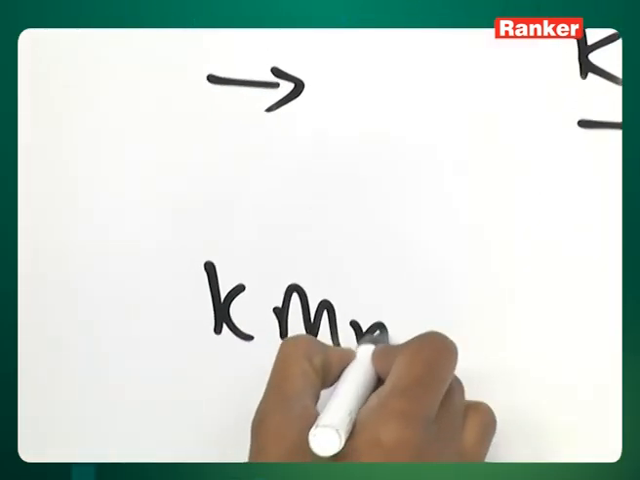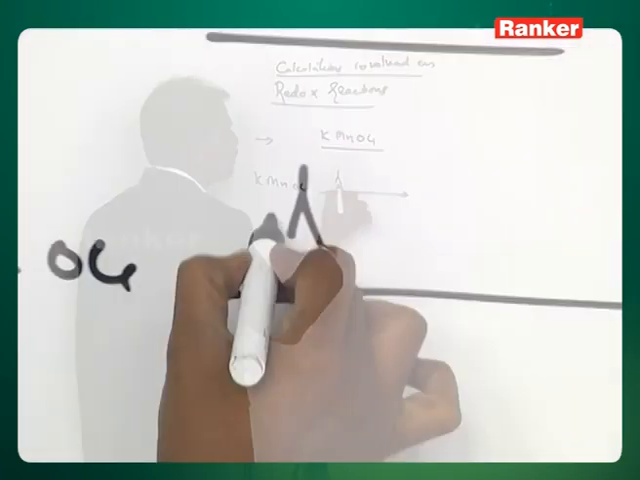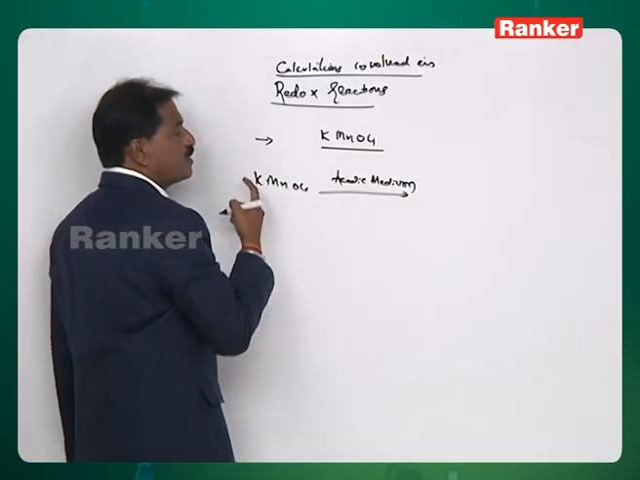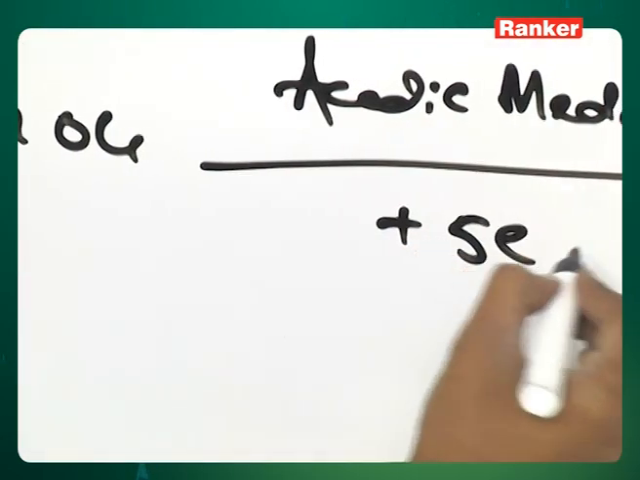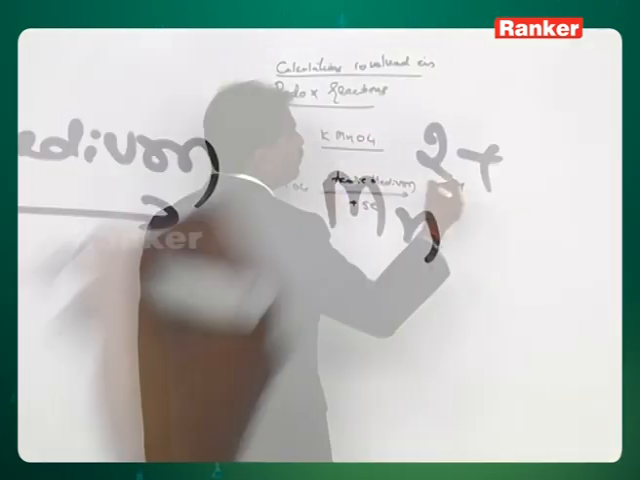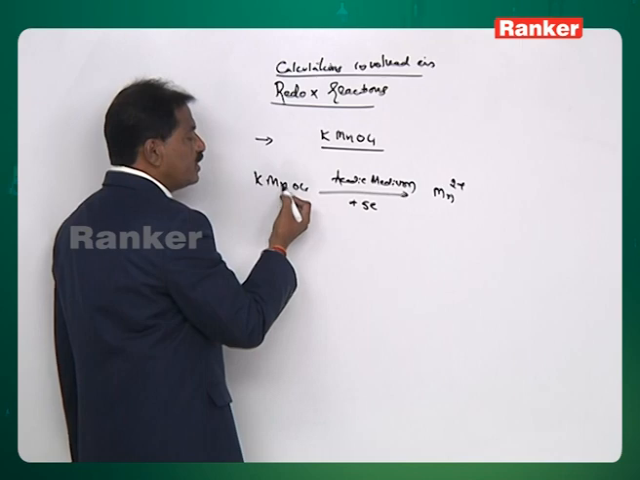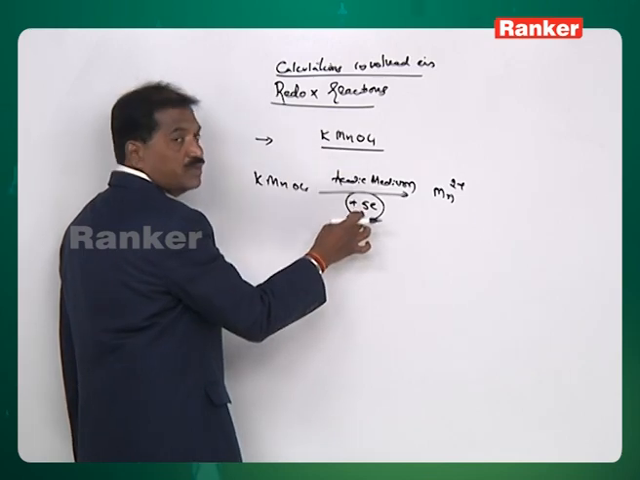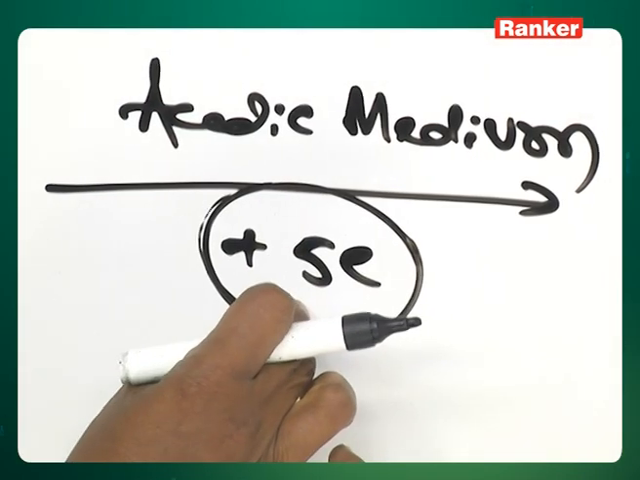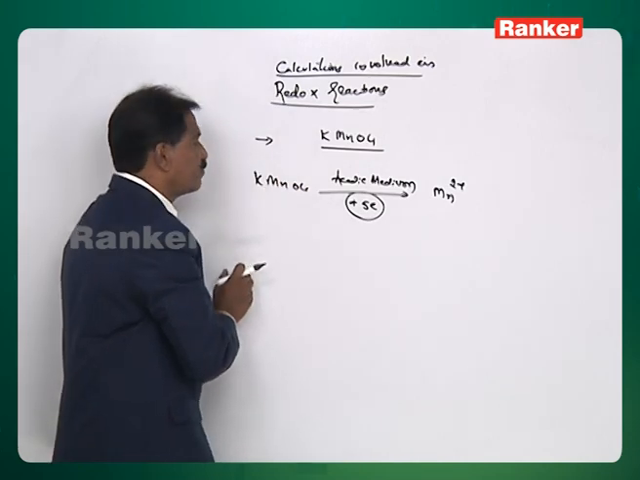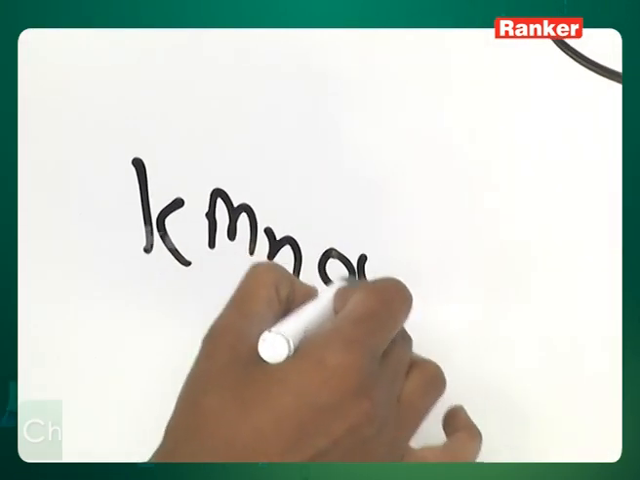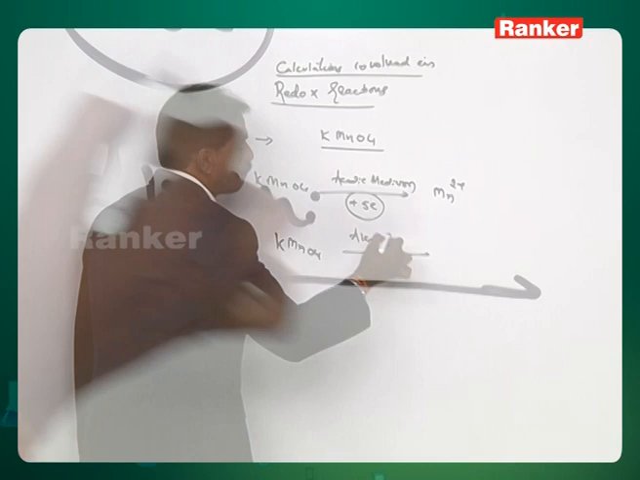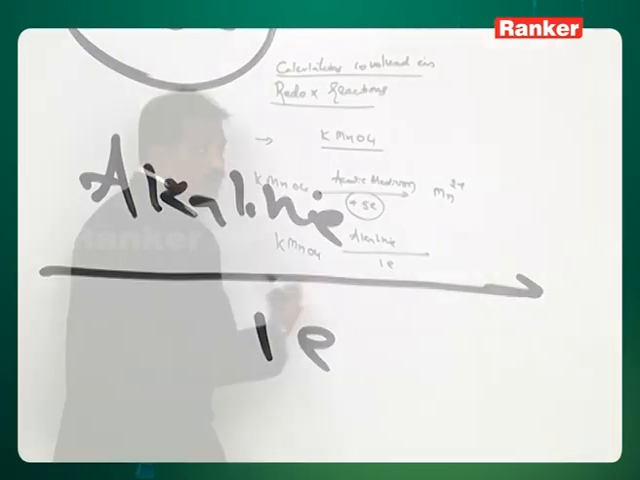For example, if the reaction takes place in acidic medium, one molecule will always gain 5 electrons, hence it converts into Mn2+. Since one molecule gains 5 electrons, the N factor or valence factor of KMnO4 in acidic medium is 5. By using this valence factor, we can solve numerical problems very easily. Similarly, when KMnO4 participates in reactions in alkaline medium, one molecule will always gain 1 electron.